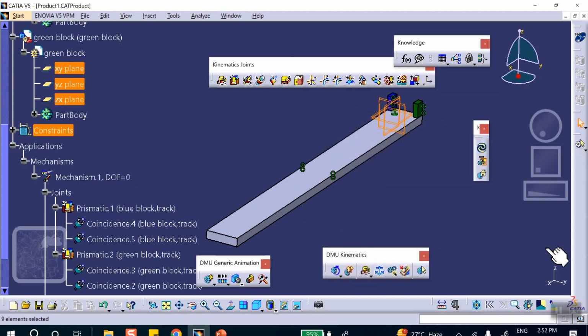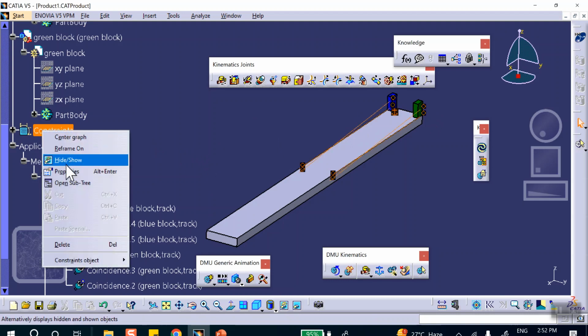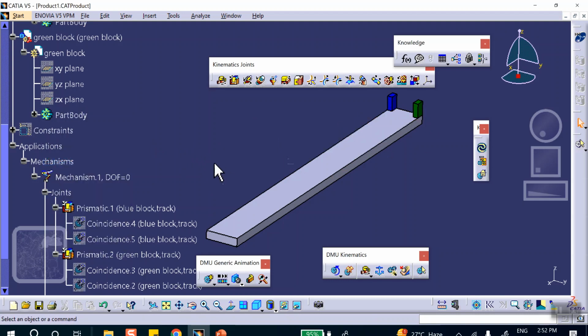Wait for it to come. Okay, there. And then I can hide them. Where's the hide? Right there. Instead of going through the tree for 200 planes and trying to do it, that is no good. And I don't want these constraints either. So I'm going to put the cursor there, hide. It's a nice and clean thing.